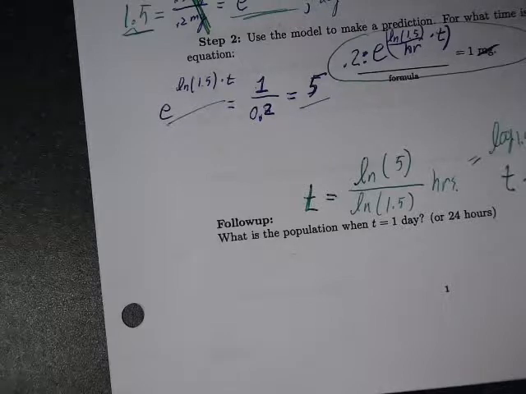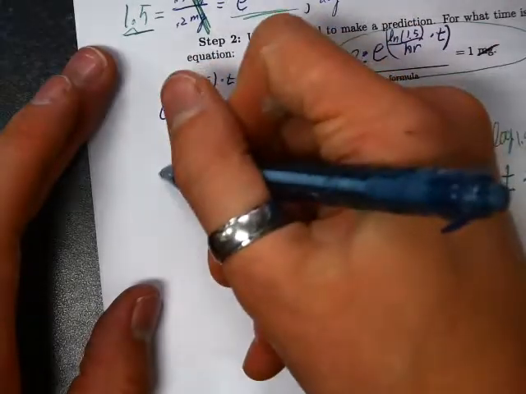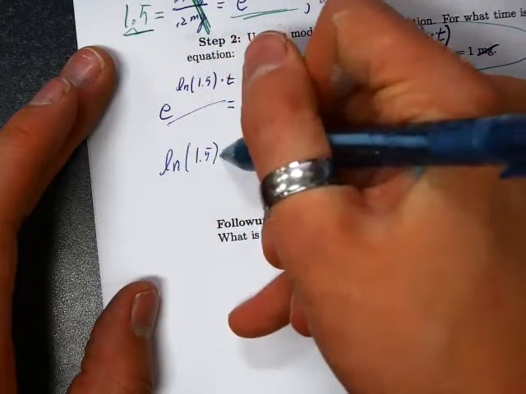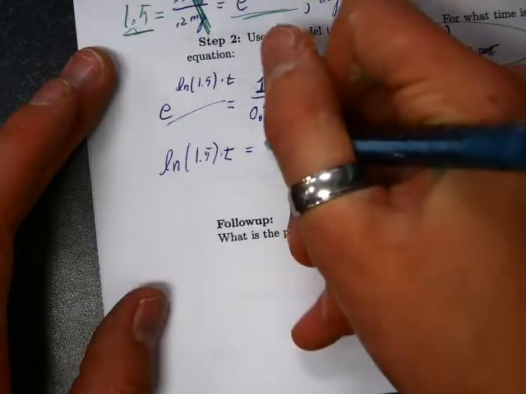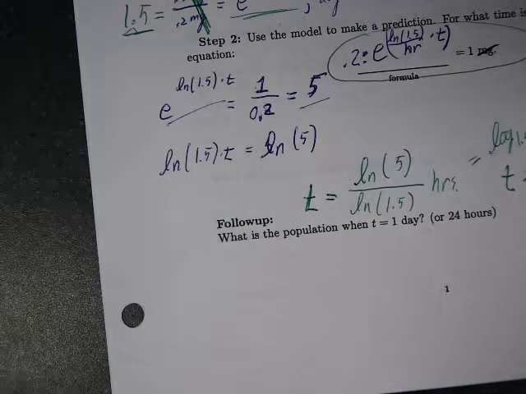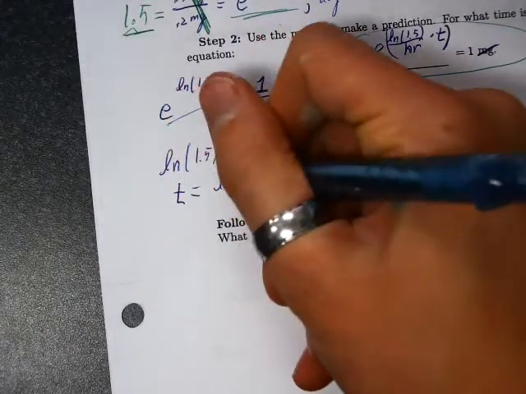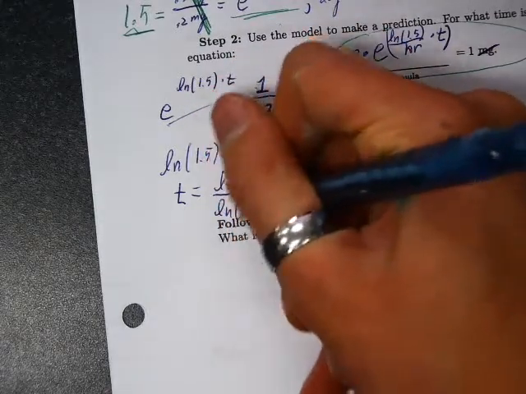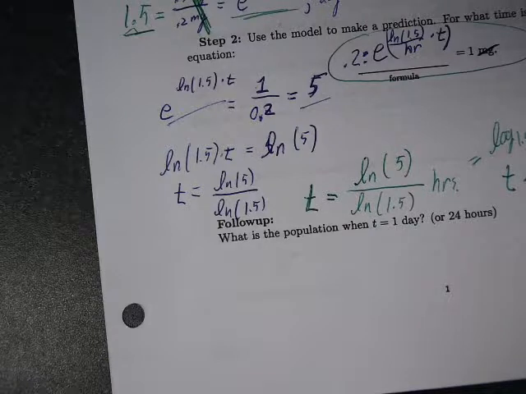Is that an equation in exponential form? Isn't it? It's e to a power is equal to a number. So let's rewrite that in log form. Rewriting that in log form, I'll get log base e of 1.5 times t, is equal to the log base e of 5. This isn't the only way to think about it, but it's a good way to. And how do you solve that for t? Divide by the thing that's next to the t. We'll end up with t equal to ln 5 divided by ln 1.5. Was that useful? Good.